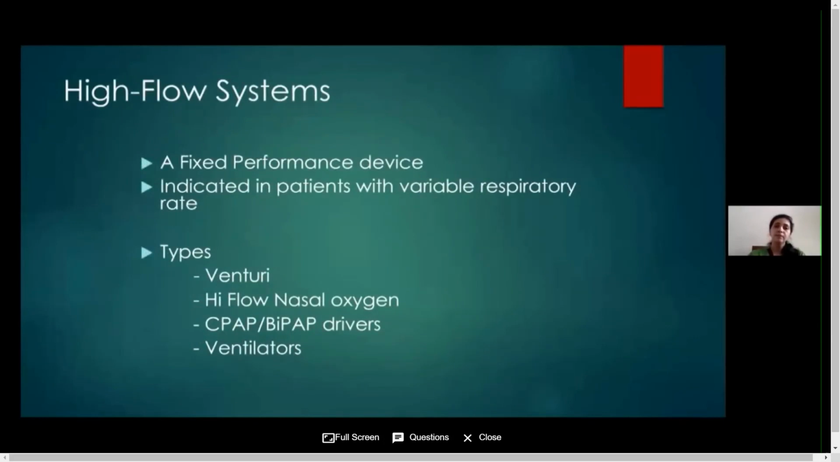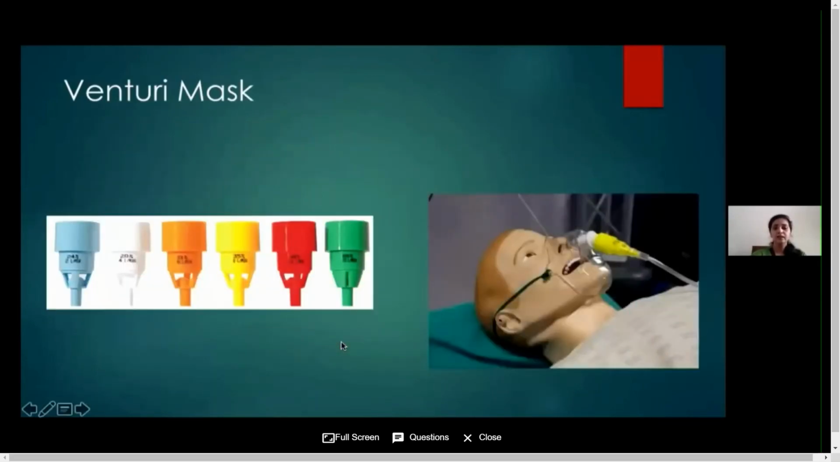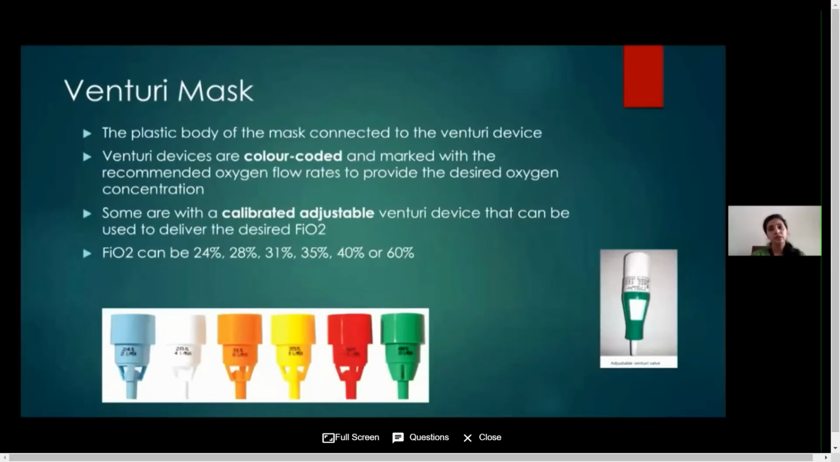So patients who have variable respiratory efforts, the high flow system is your best choice. So the types that are available and commonly used are the Venturi, high flow nasal oxygen, CPAP and BiPAP machines, and the ventilators. So the Venturi mask, I'm sure you have all seen these, is a plastic body connected to the mask, and they are color coded, as you can see, and they provide various concentrations of oxygen at various rates of oxygen flow.